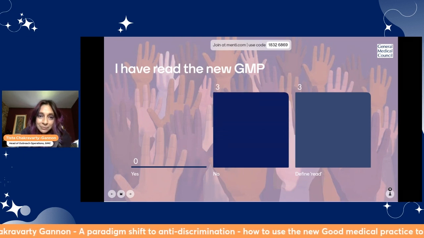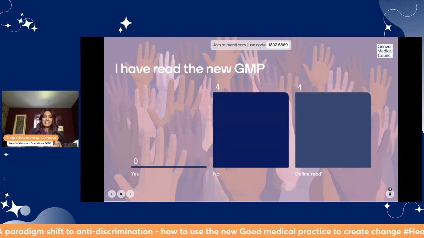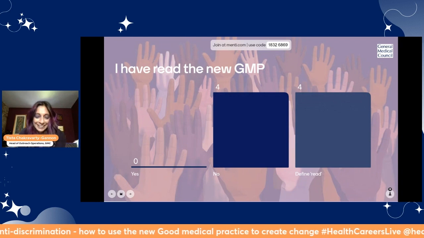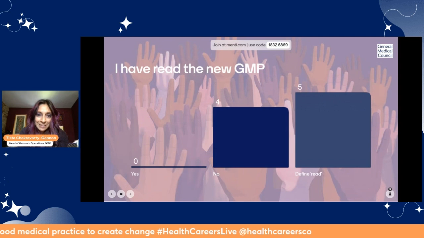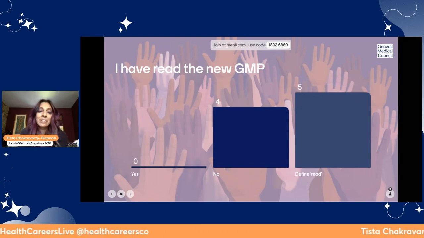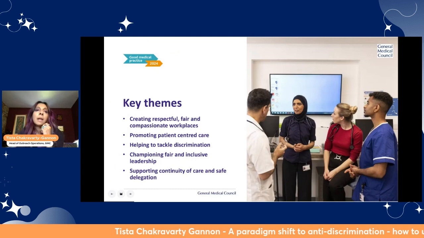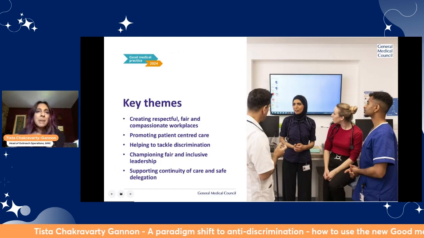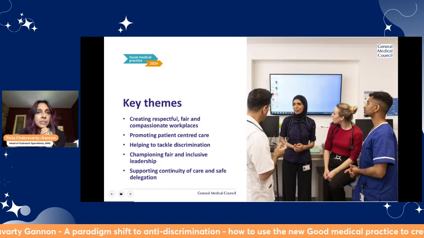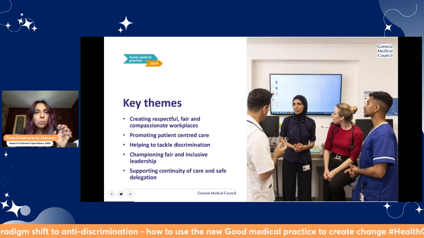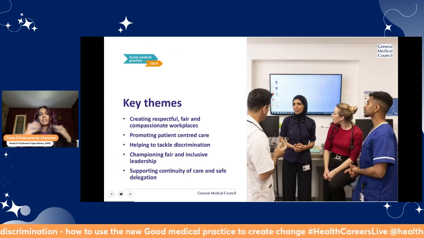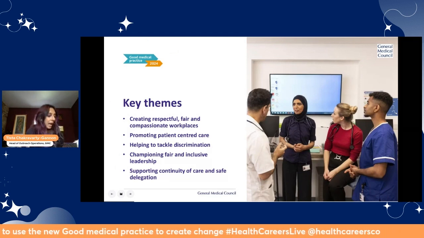Now, we've got some more responses coming in. We haven't got any yeses yet. But that's fine. Okay, brilliant. Thank you. I am pleased to see that some people have scanned it. But what I'm going to do is just highlight the key themes for you. So there are a number of domains. I'll take you through those in a few moments, but these can all be put into these 5 key themes.